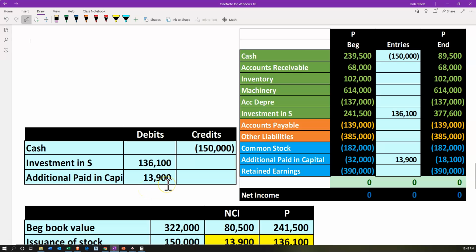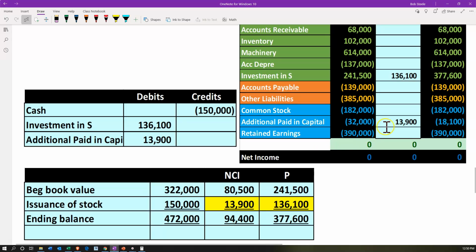So that's going to be probably the most unusual kind of thing here, but you can see what the goal here is, basically to reflect the investment account with regards to the equity method based on the percentages we currently have. So we got the cash going down. We've got the investment. Here's the investment, now reflecting that 377,600, which is what we want it to be, and then the difference, that 13,900, going to the additional paid in capital.